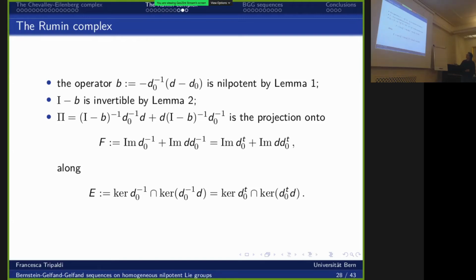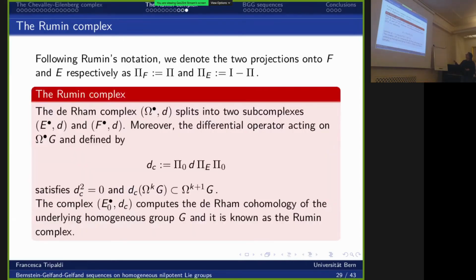And so what Rumin did was to construct this pi as this operator. These first two points say that this is well defined, and it's a projection onto this subspace of smooth forms along E. Okay. Now, magic happens, and I define pi F to be this projection pi, and pi E to be I minus pi.